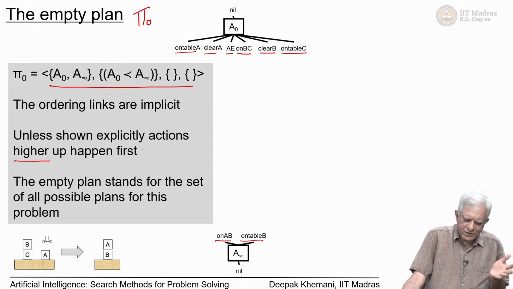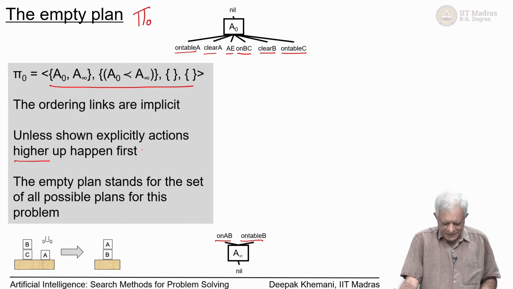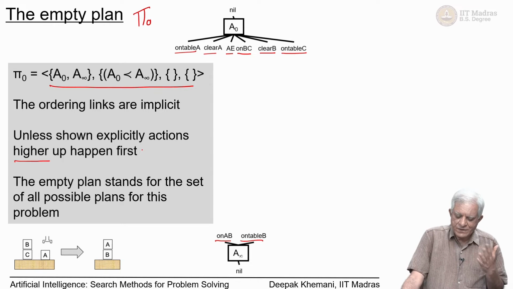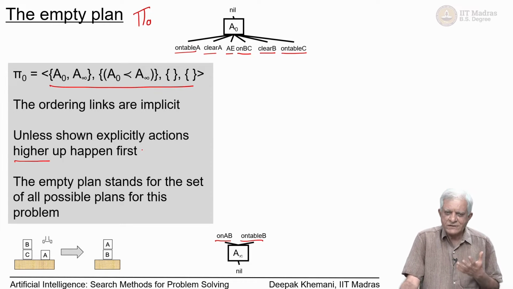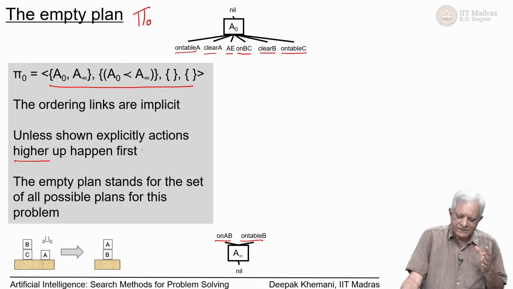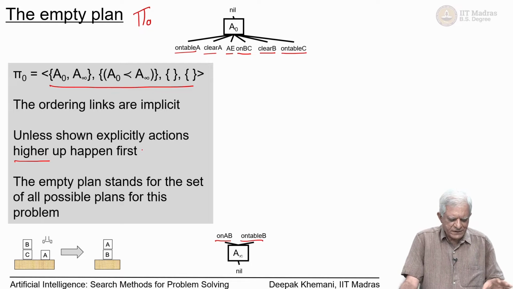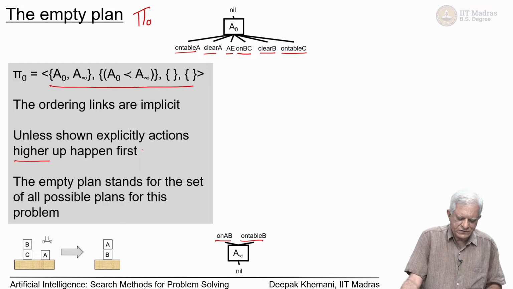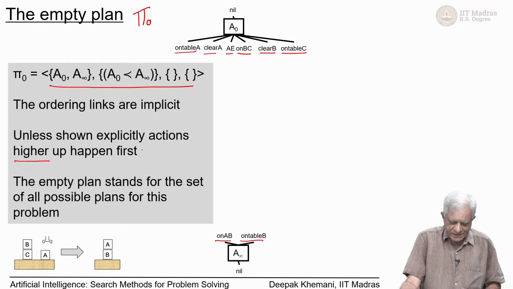The empty plan stands for the set of all possible plans for this problem, and of course, only some of those possible plans will be solution plans. A solution plan, if you remember, is a plan which has no flaws, and a flaw is either an open goal, which is a predicate not supported by some causal link, or it is a threat, which is an action which potentially threatens a causal link. So, the start state and the goal state is shown on the bottom left, and this is the starting plan.